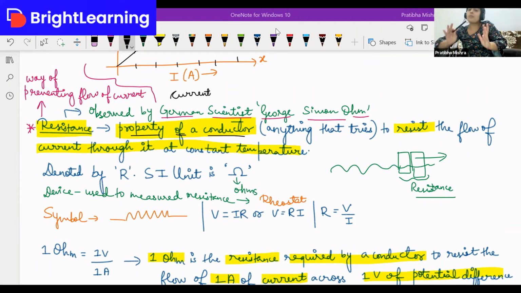Resistivity is the property of a material which allows an object to give its complete resistance to the flow of current or electricity. So which are the best resistors? Obviously insulators, but a conductor also tries to resist it at some points of time. That's why we are learning about it. And the rheostat is a device to measure that. That's all. Any doubts? So can I move further?